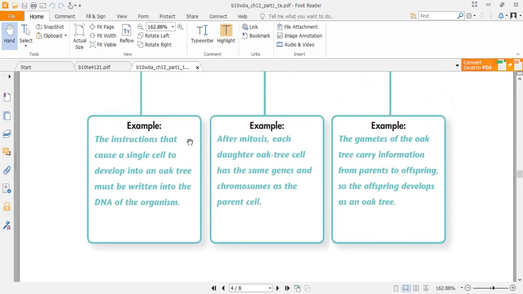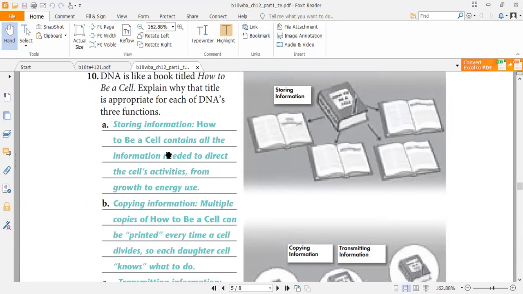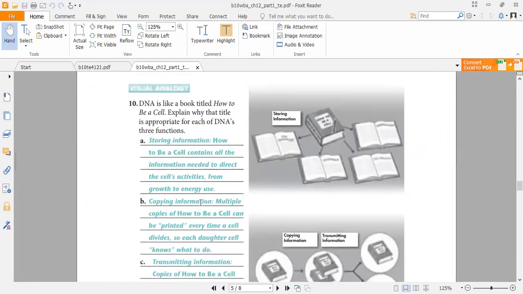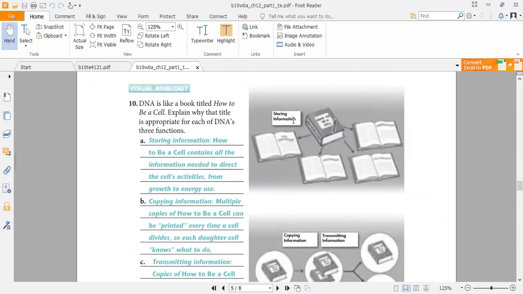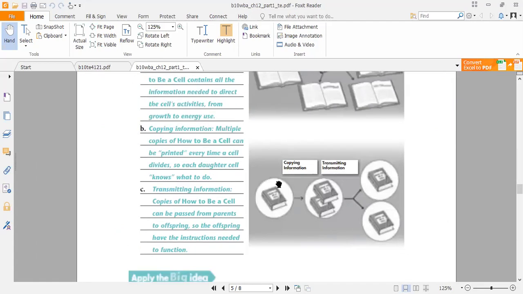So these are the properties that must be present in the genetic material. Look, here he is comparing the DNA to the book. Storing information: a cell contains all the information needed to direct the cell's activity. So the book stores information like the DNA. The information must be copied like the book, and the information must be transmitted to the new offspring.